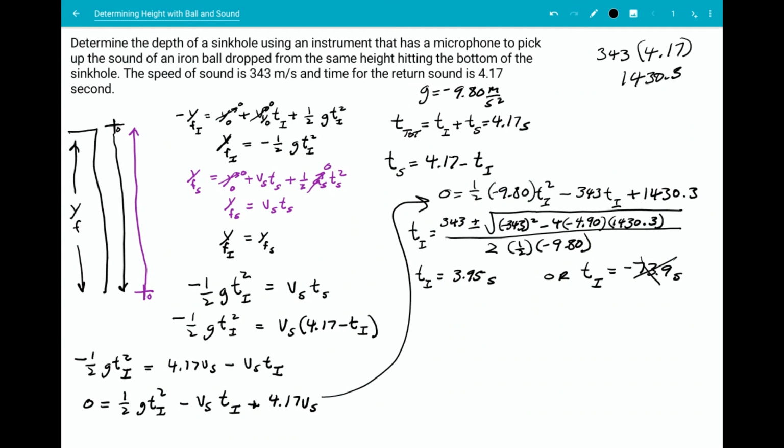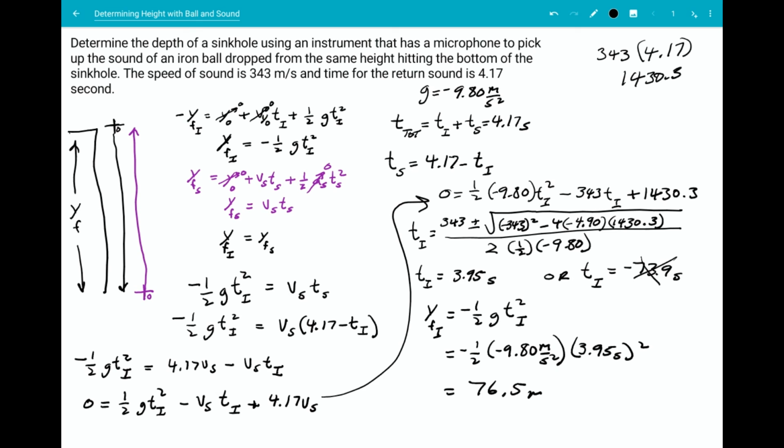Well, I can plug this into y final I equals negative 1/2 g t i squared. What that's going to give me, and I'm going to write this all out so that you have it, is the depth of the sinkhole. So 3.95 seconds, square it, and the depth will be 76.5 meters. Keep studying physics and enjoy.